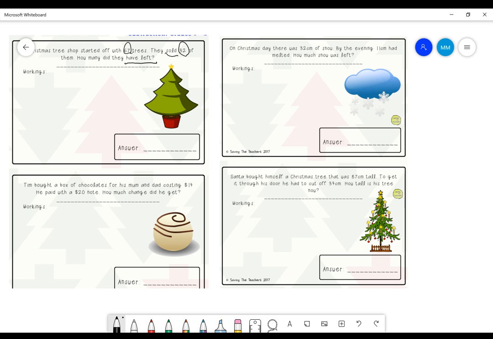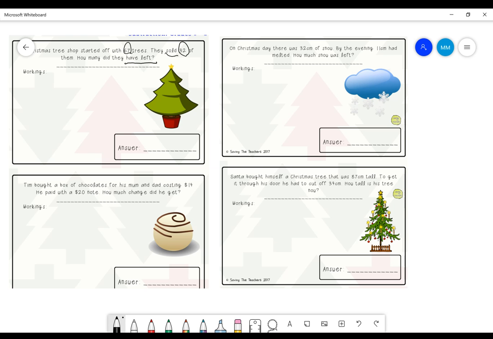So I underlined some important words that told me what I will most likely be doing with these numbers. The words I underlined were sold. If I sell something, does that mean I get more of something or do I lose something? That means I lose something. If I sell something, that means I am giving something away, usually for money. And I also underline have left.